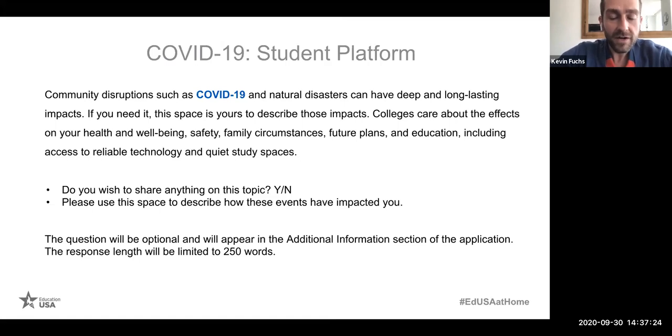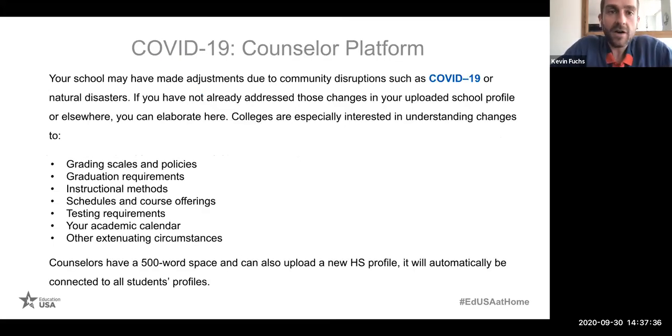So students will have up to 250 words. They don't have to talk about it if they don't want to, but it's here. Unless, I mean, it could be that their story is so interesting that it would work, but in general, I wouldn't recommend it. And then for us as counselors, there's also going to be a section where we can write about how our school is dealing with COVID, right?